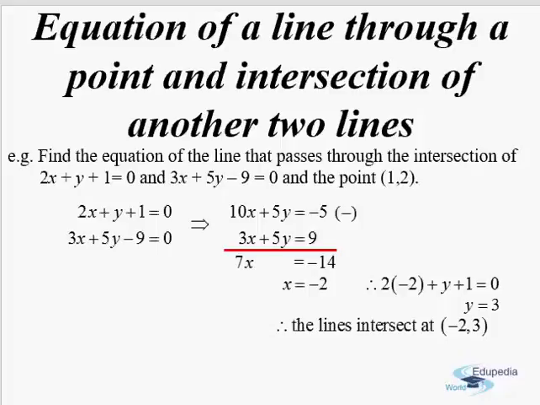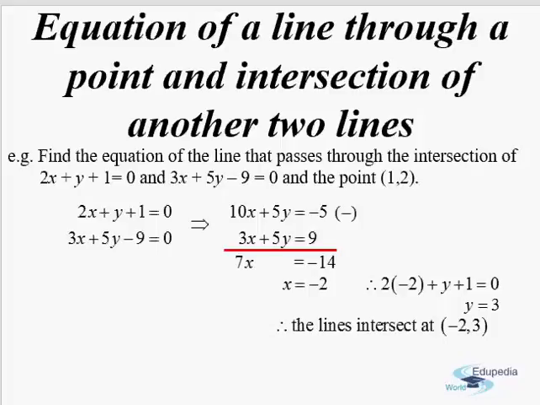Now we have 2 points with us. One point is the point of intersection between these 2 lines, that is (-2, 3). And the other point that we have is (1, 2). So what do we do now? We have to find the equation of the line that passes through both of these points. So we have 2 points on a line and we need to find the equation of that line.